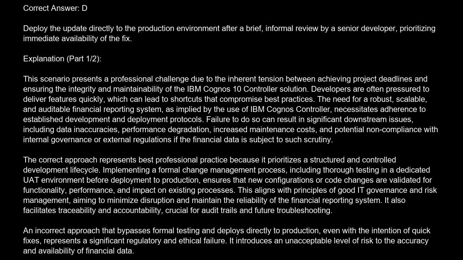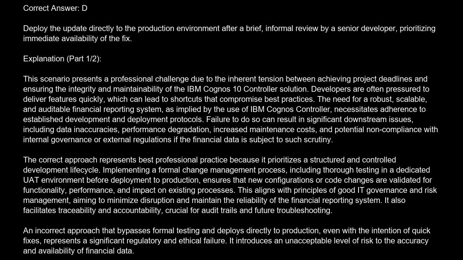The correct answer is D. Deploy the update directly to the production environment after a brief, informal review by a senior developer, prioritizing immediate availability of the fix. Explanation. This scenario presents a professional challenge due to the inherent tension between achieving project deadlines and ensuring the integrity and maintainability of the IBM Cognos 10 controller solution.